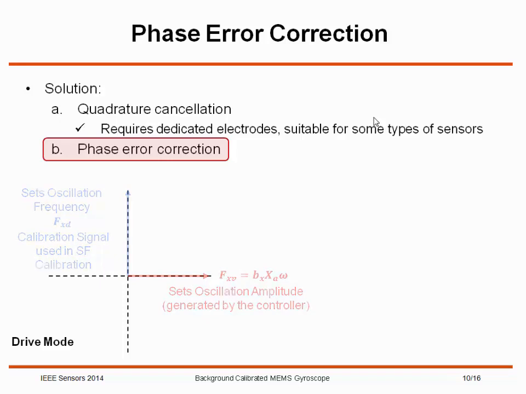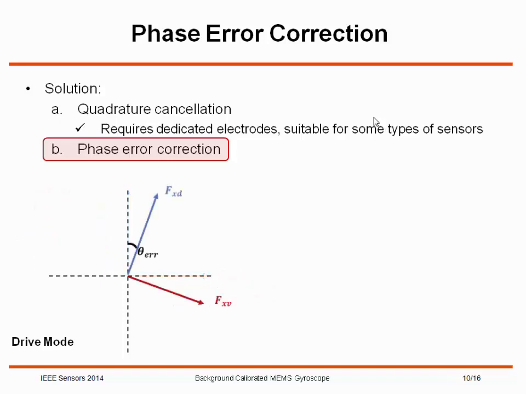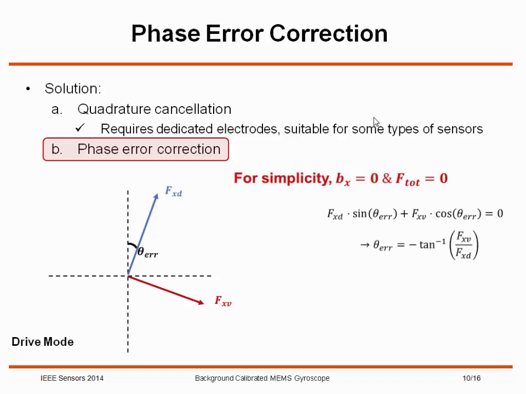So assume, for simplicity, that the damping is 0. And now assume that we have some phase error, as in the previous case. So our force is rotated here. And as I said, if the damping is 0, the total force will also be 0. And if it is the case, you can easily estimate this phase error in your system. It is just set by the ratio between these forces. And the good thing is that these forces are observable because you apply these forces.